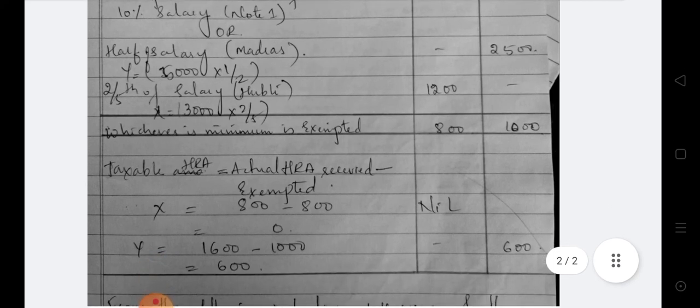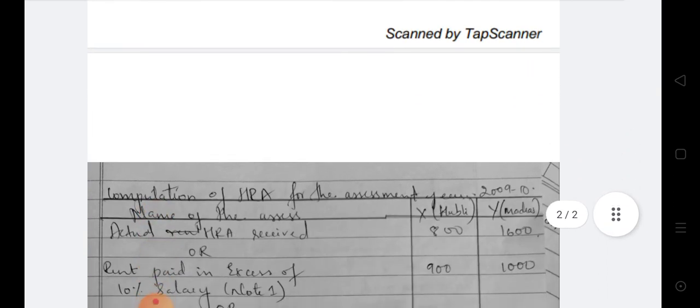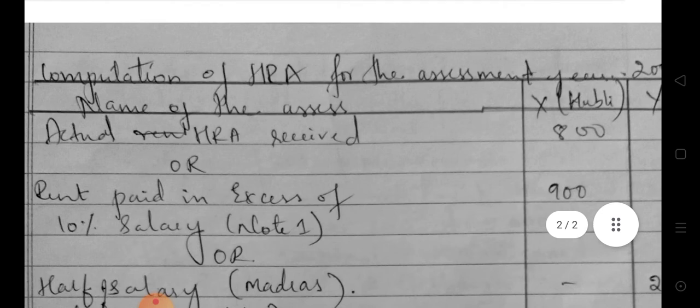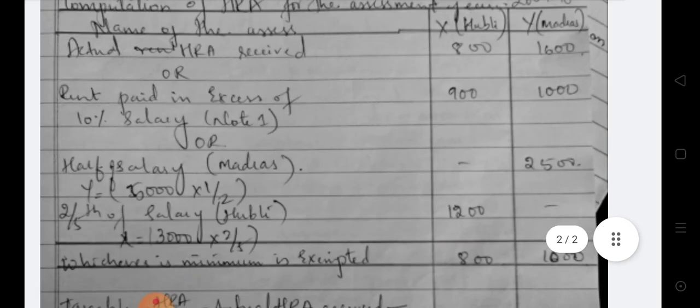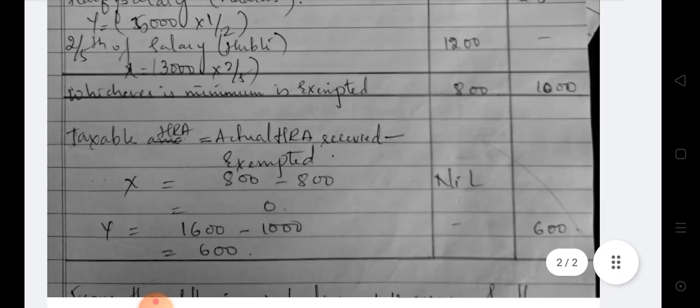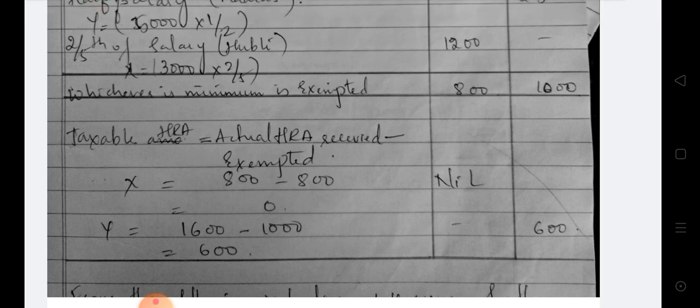Next is taxable HRA. So how to calculate taxable HRA? Taxable HRA is equal to actual HRA received minus exempted HRA. So in case of X, how much actual HRA received was given in the question? Look here, 800 rupees, right? For X, actual HRA received is 800, it is given in the question only. So I have written here, taxable HRA for X: 800 actual HRA received, exempted also 800. You can check, whichever is minimum is exempted, right? In case of X it is 800. So actual 800, exempt also 800, so taxable is nil.